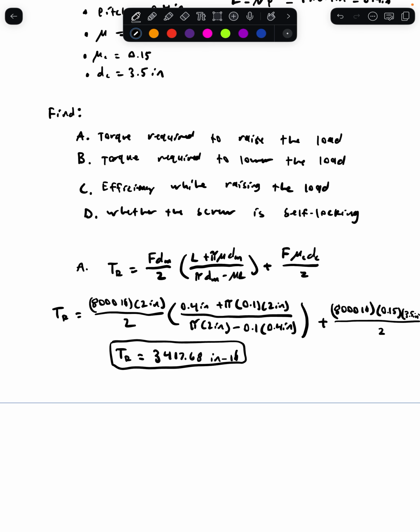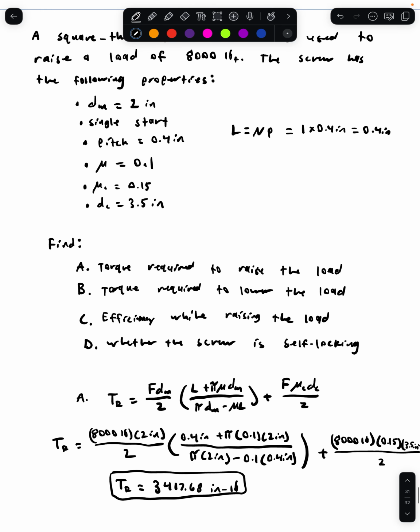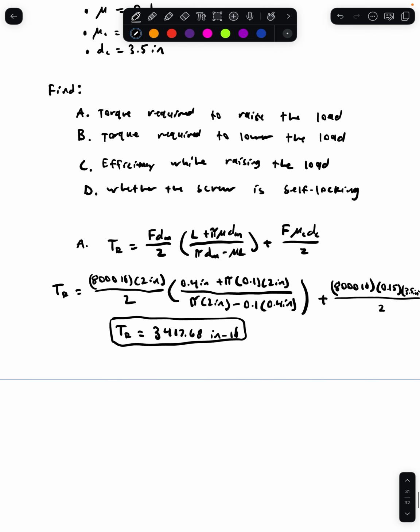So, let's say you have a screw jack, like a scissor screw jack, and you're trying to lift a big truck. That's how much input torque it would take to start lifting that truck if the screw had these properties. So then for part B, I'm going to write this equation out real quick.